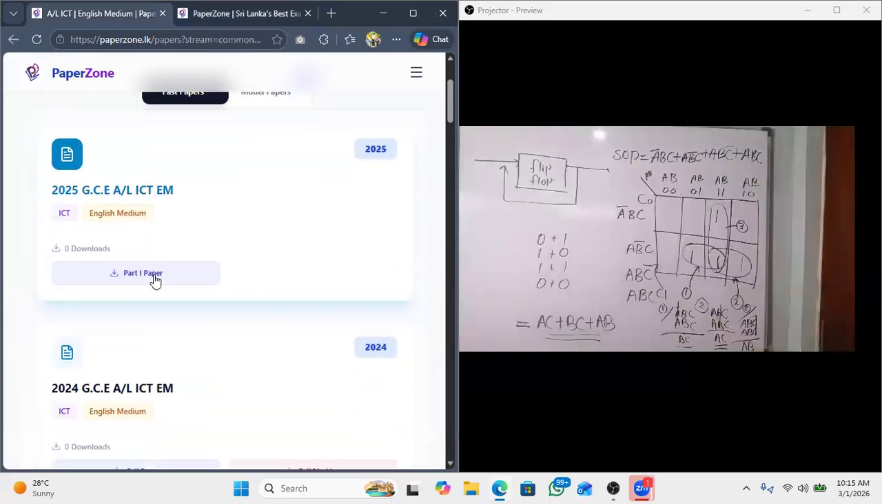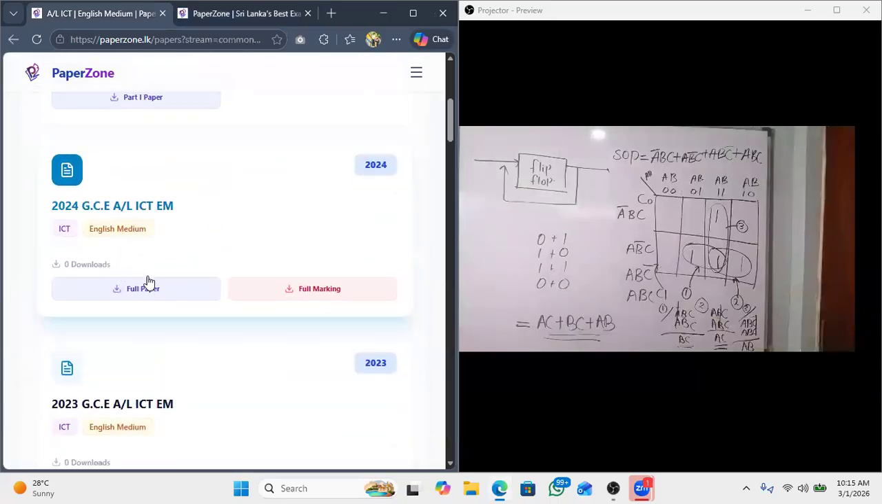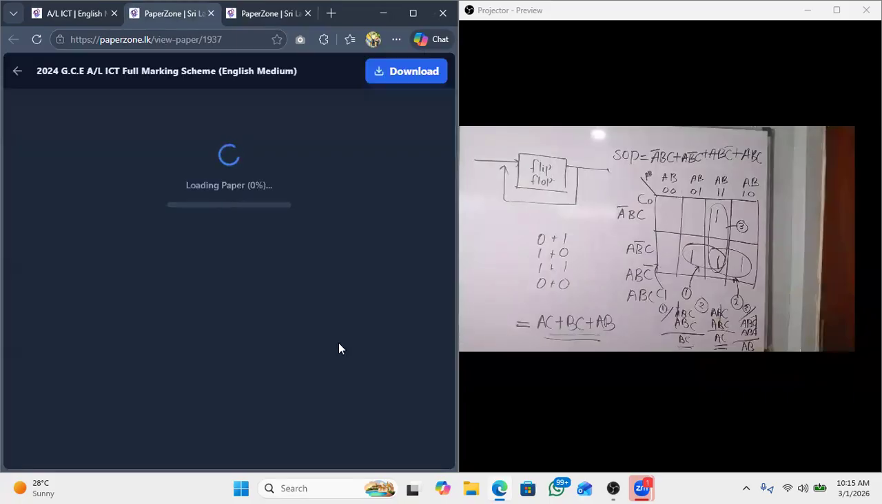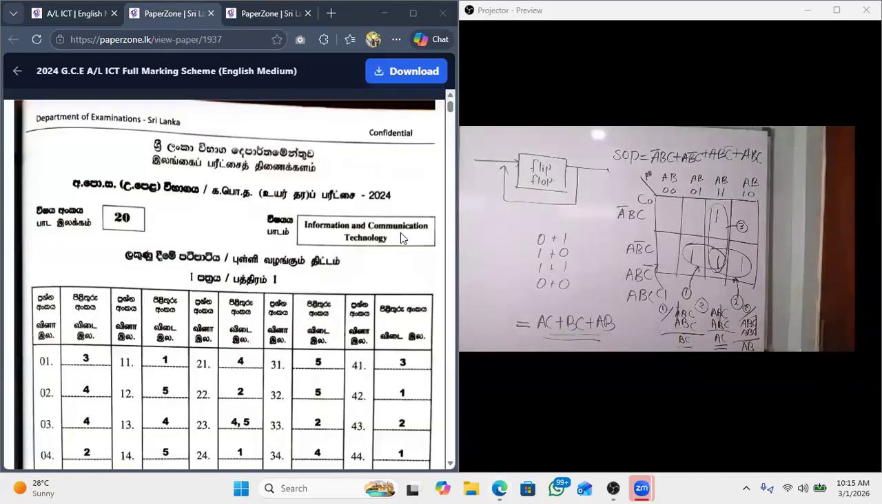No need to draw the charts and all. For the 2 marks, I will show you the answer script. Okay, we did this one. Let's download the marking scheme and see. You can get the idea. Yes, add 2 single binary bits. Correct.